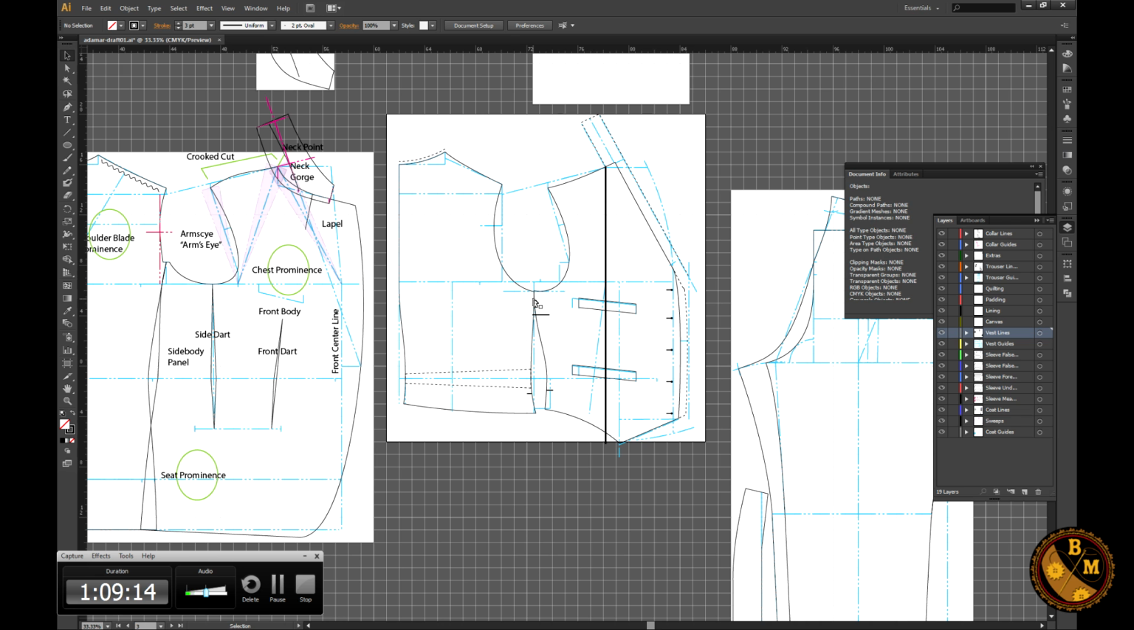Here's the armhole, same deal. Notice the armhole meets up right at the bottom, so you don't need to have that step like we did on the coat. It's right there at the bottom where the seam is, okay? That's the basics of a waistcoat.